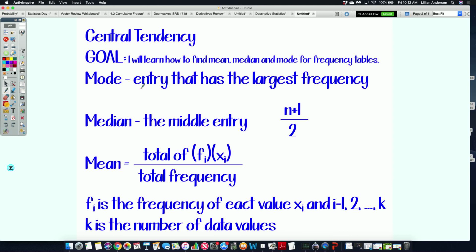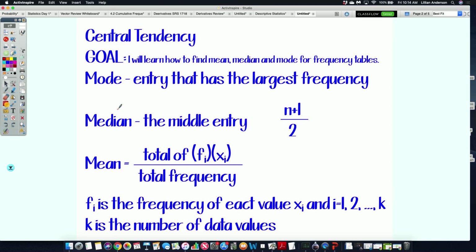Then for your mean, what do you know your mean to be in your words? Average. How do you find it? Add them all up, divide by how many you have. Well, when you're looking at a frequency table, it's basically the condensed form of all your raw data, so you can't sit there and add all your pieces up. So what you actually do is your numerator is your frequencies times each of your x values, divided by your total frequency.